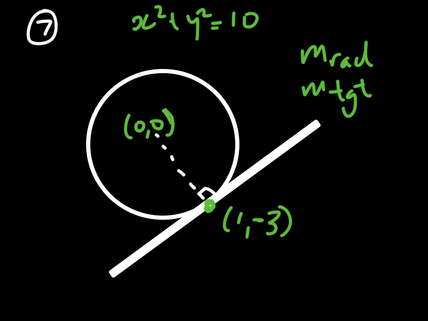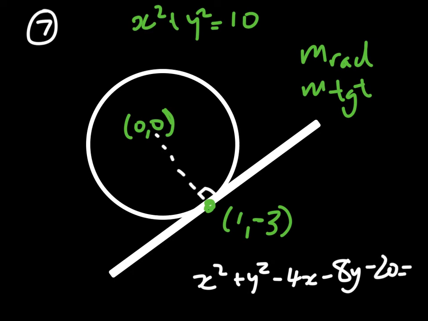For the second part of the question, substitute that line into the new circle formula, x squared plus y squared minus 4x minus 8y minus 20 equals 0, and solve it to find one answer. And then use your distance formula for part c.